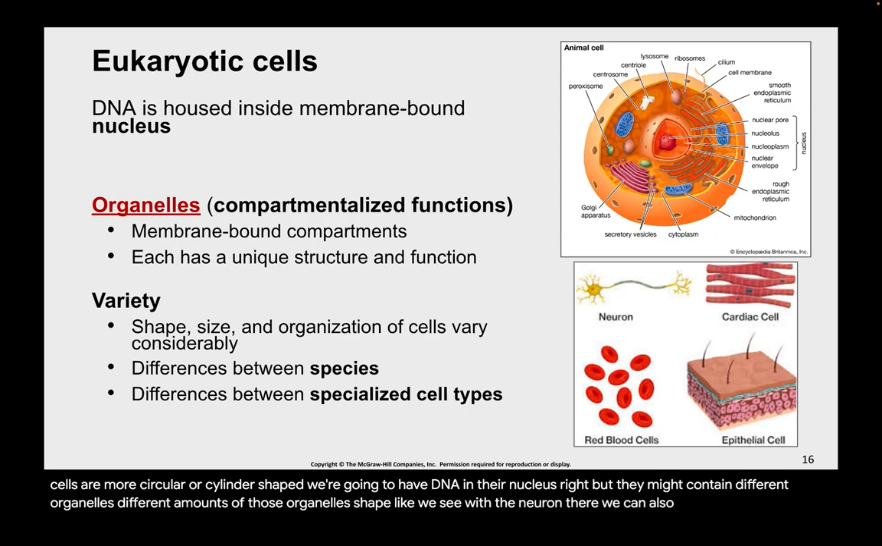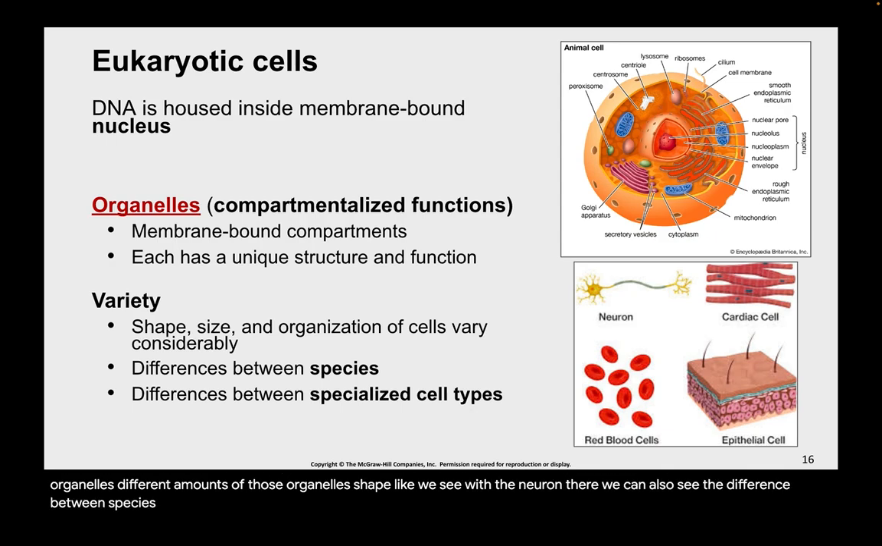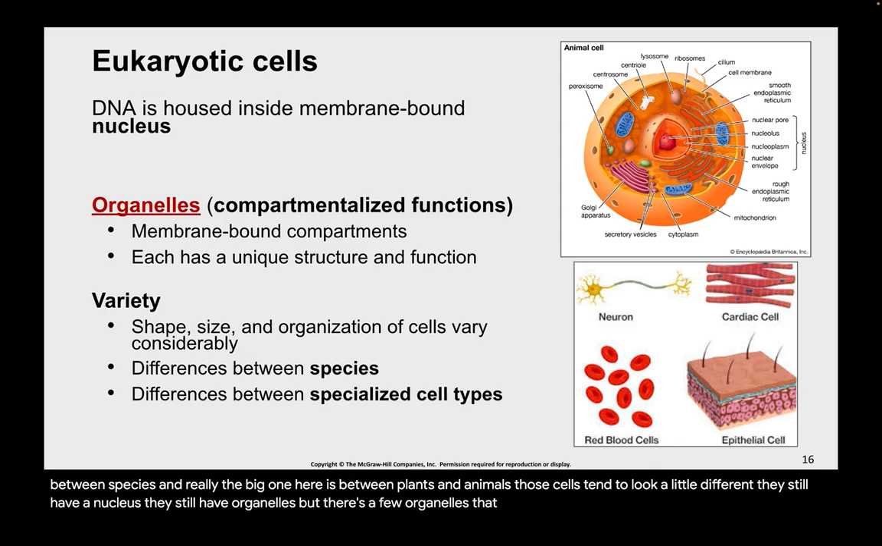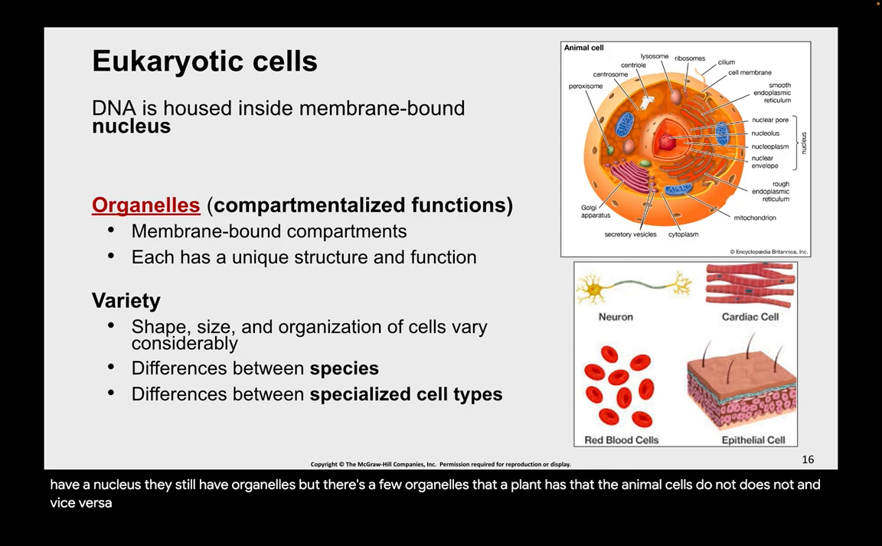We can also see the difference between species. And really the big one here is between plants and animals. Those cells tend to look a little different. They still have a nucleus, they still have organelles, but there's a few organelles that a plant has that the animal cell does not, and vice versa. So lots and lots of organelles, lots of variety here.